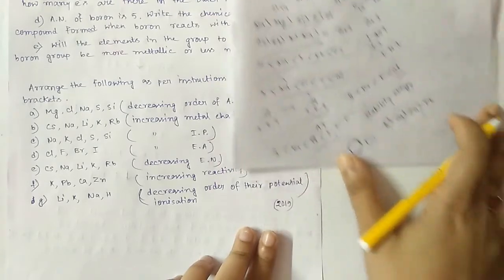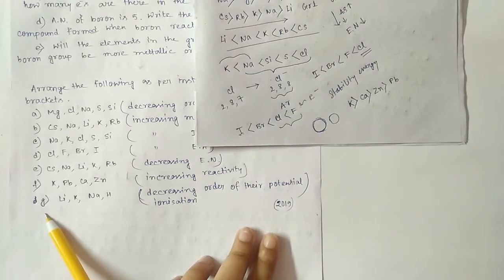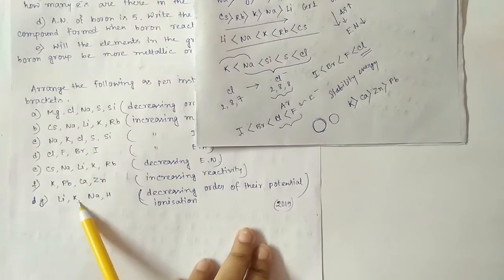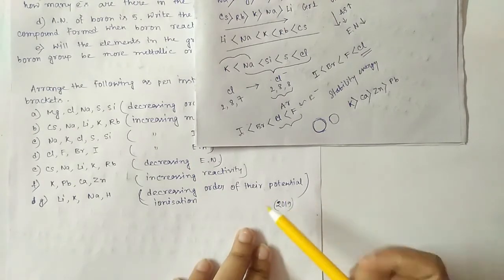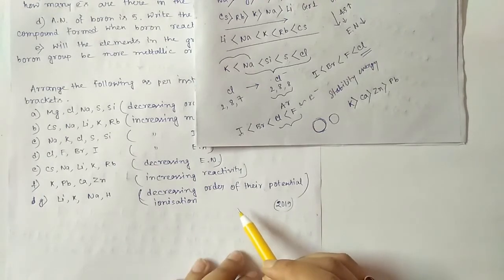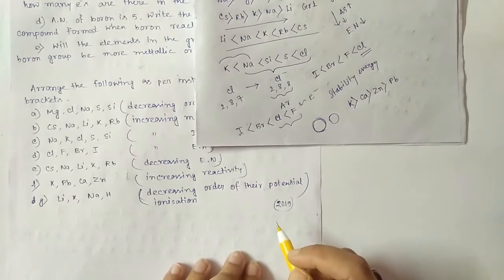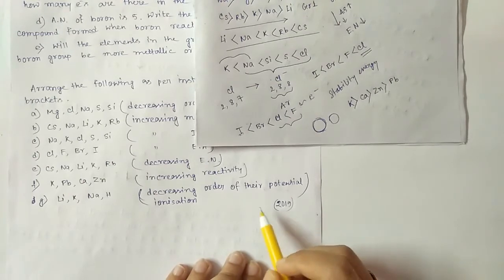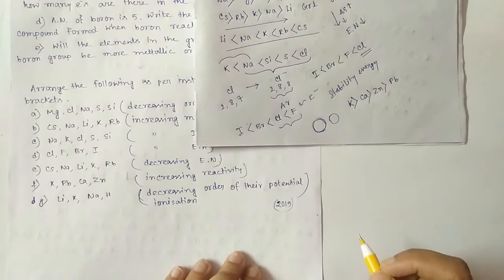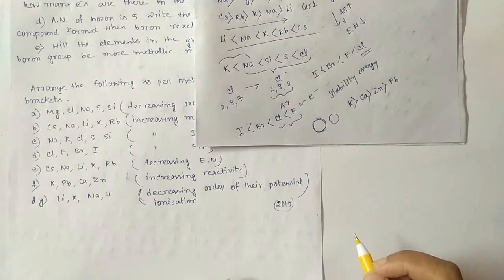So next, move on to the next question. The final question is G. Lithium, potassium, sodium, hydrogen, in decreasing order of their ionization potential. So what is ionization potential? I have told you just shortly. It is the energy required to remove an electron from the outermost shell of a gaseous atom and to convert it to a gaseous cation.